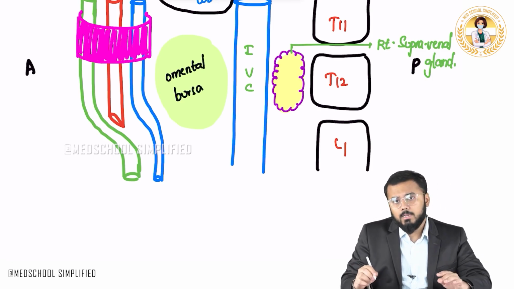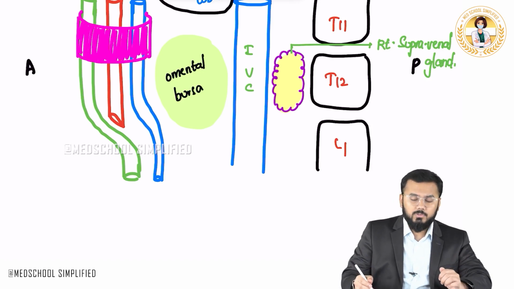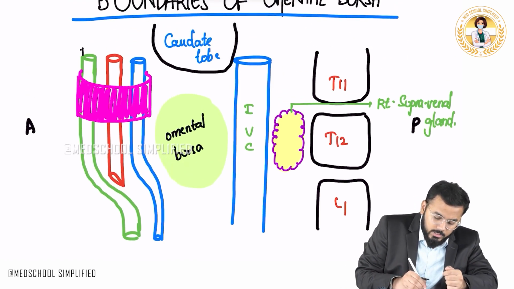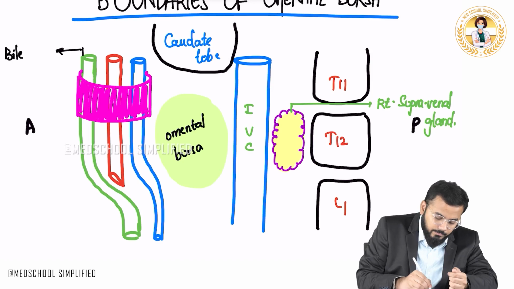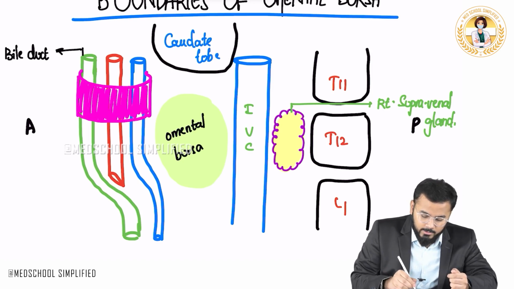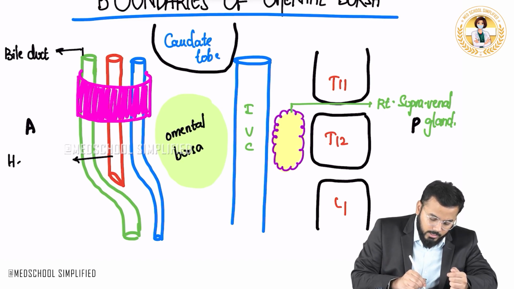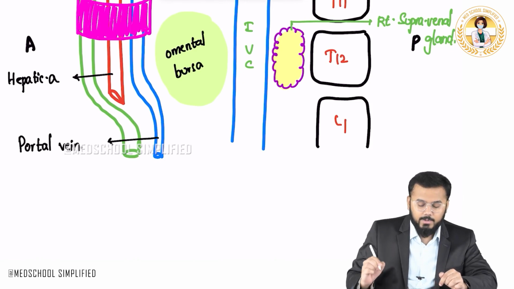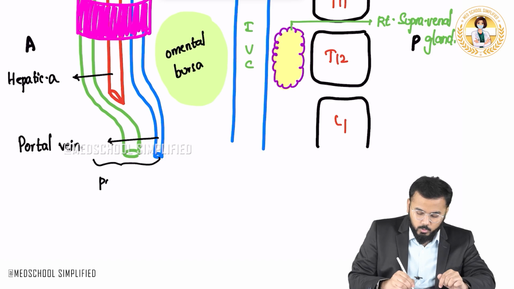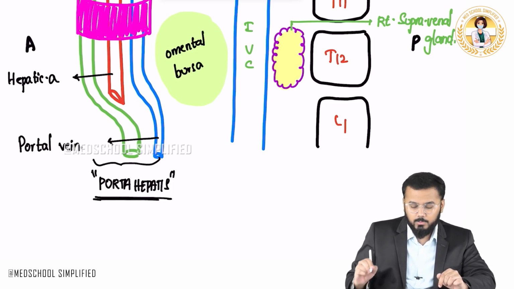Now this omental bursa has some boundaries. What are those boundaries? We shall see. But before writing those boundaries, let us first label this. This is called your bile duct. This one over here is your hepatic artery. And this one over here you call your portal vein. Together, all these three are called the porta hepatis.